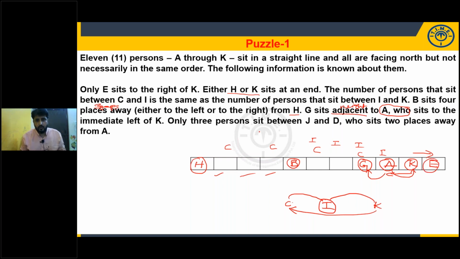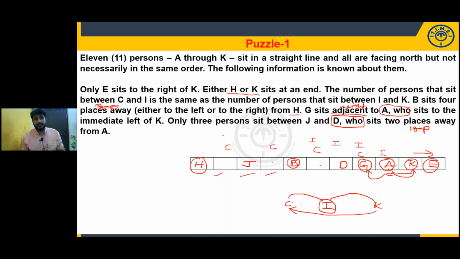Next, it is given that only 3 persons sit between J and D. But we don't know where J and D have to be taken. But it is given that D sits 2 places away from A. A is already in the arrangement. 2 places away is nothing but there should be only one gap. So on A's right side, one gap, already we have E. So we cannot take the right side. It has to be the left side. So we have taken one gap D, and 3 between J and D. So D, 1, 2, 3 gaps, and here will be J.